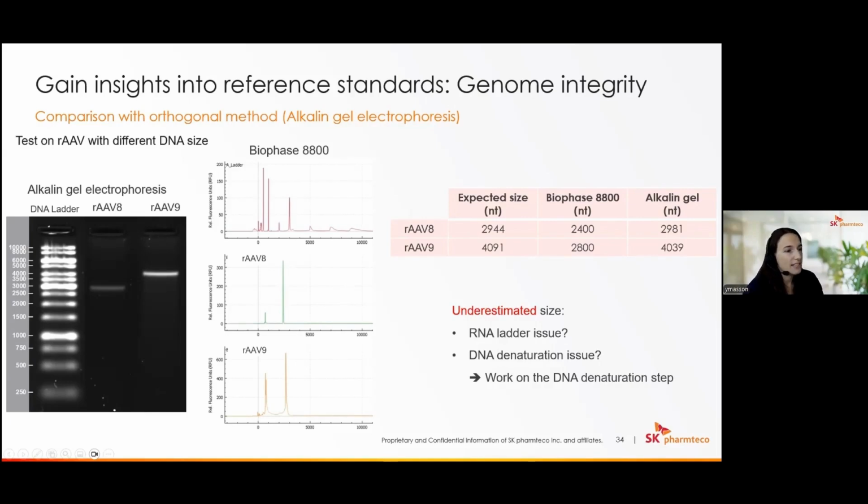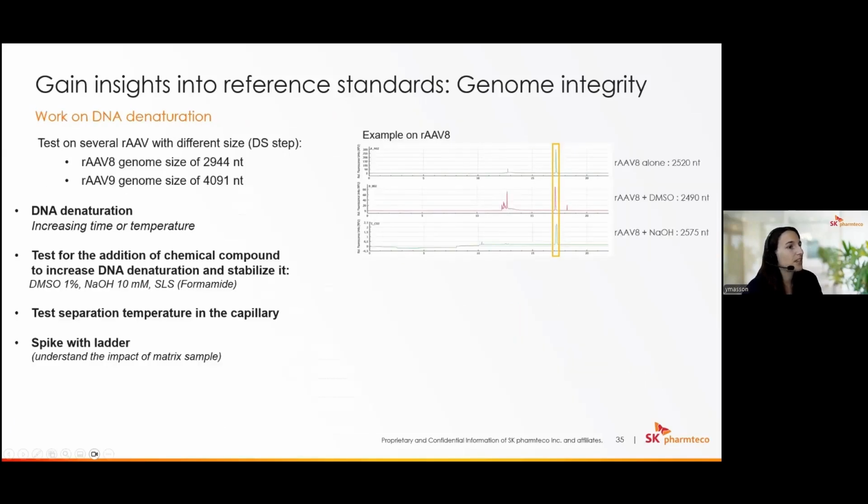We therefore asked whether this could be due to the use of an RNA ladder to determine the size of ssDNA, or whether DNA was not sufficiently denatured. Trying to improve the DNA denaturation, we tested several parameters, such as the temperature and the time of denaturation, and increasing the separation temperature in the capillary. We tested the addition of chemical compounds to denature or stabilize the DNA, but there was no improvement, and even sometimes a deterioration in the signals, with a lower intensity.